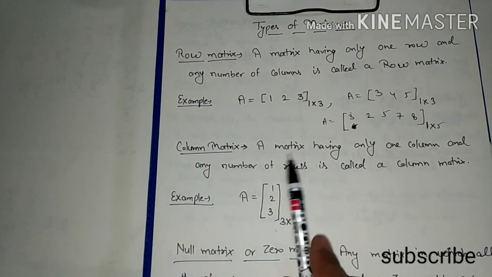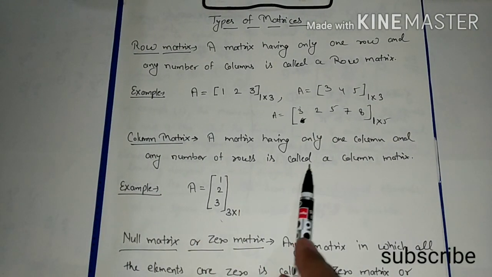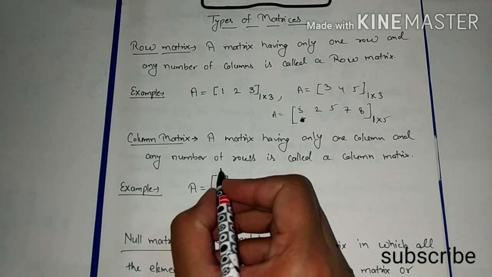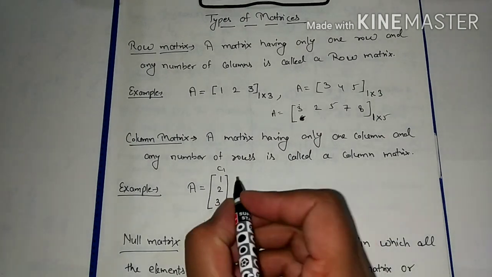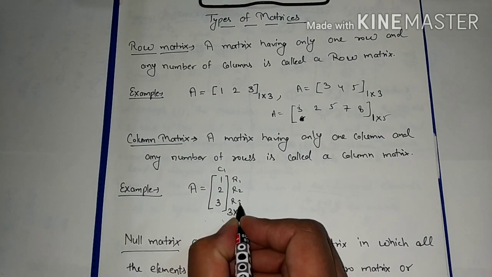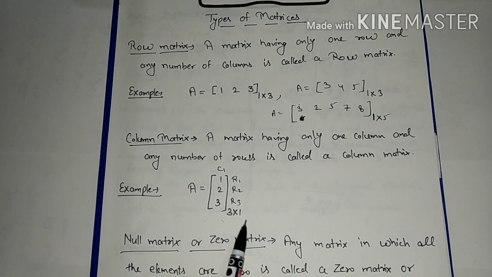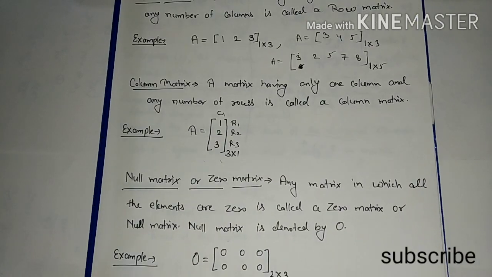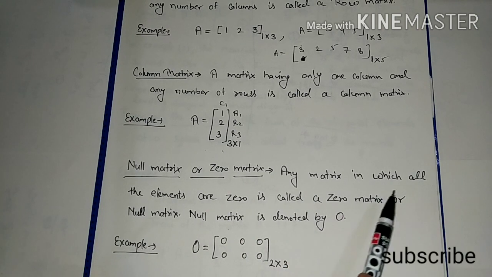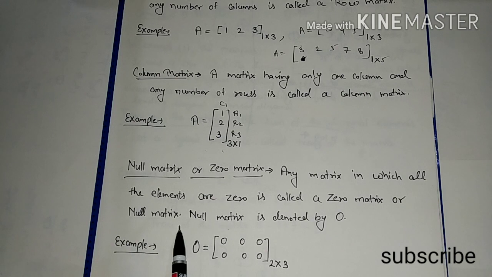Column matrix. A matrix having only one column and any number of rows is called a column matrix. For example, here number of columns 1 and rows R1, R2, R3. Order is 3 by 1: 3 rows and 1 column.